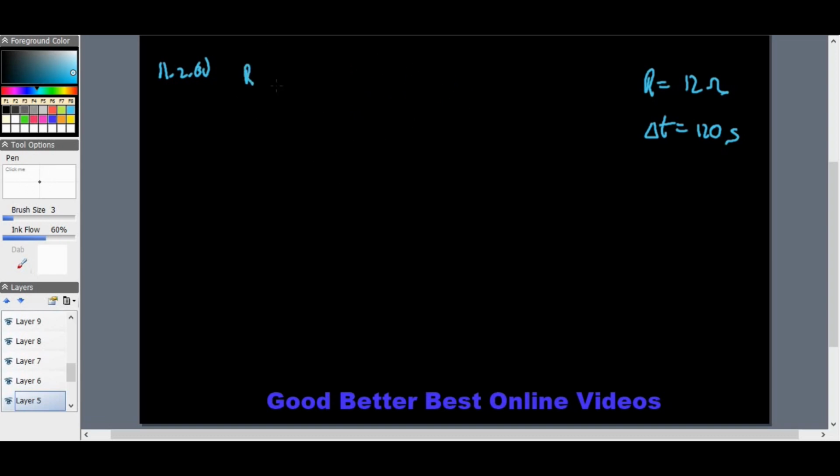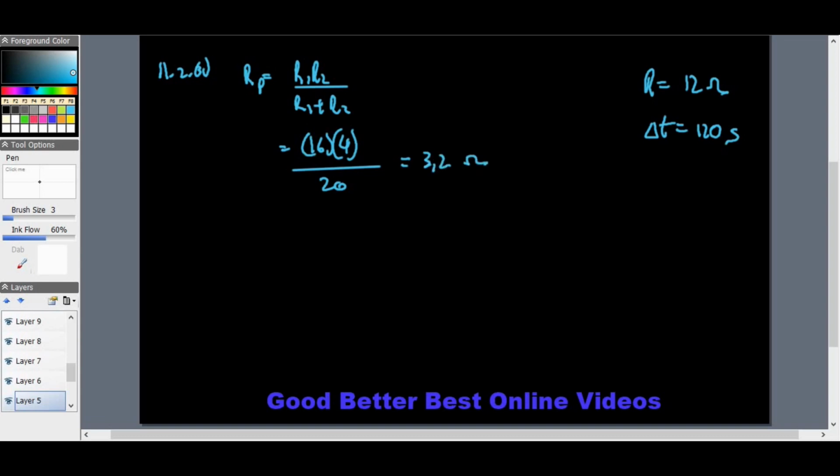Let's calculate the parallel resistance first. R parallel is of course R1 times R2, all divided by R1 plus R2. In this case, you've got 16 times 4, all over 16 plus 4, which is 20. That's going to give you an answer of 3.2 ohms.